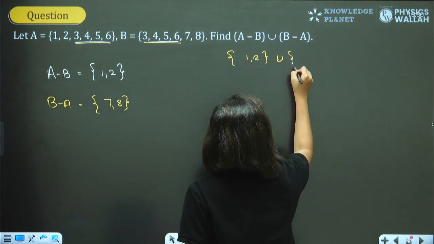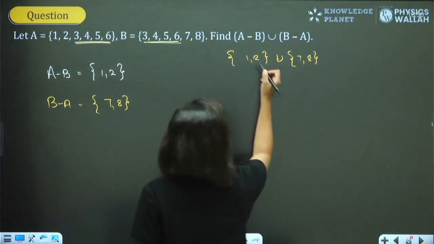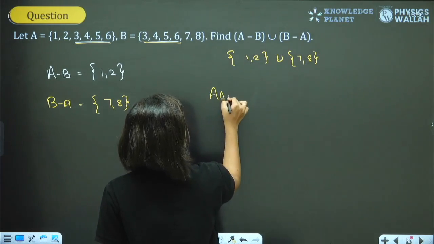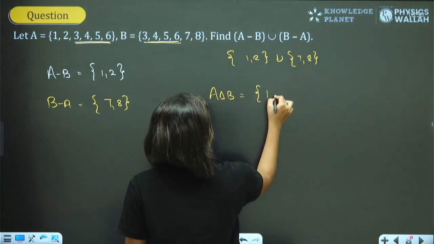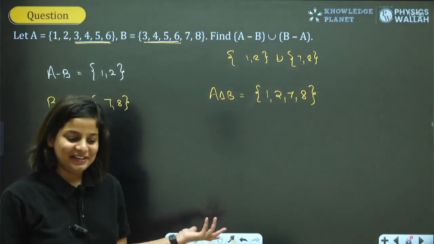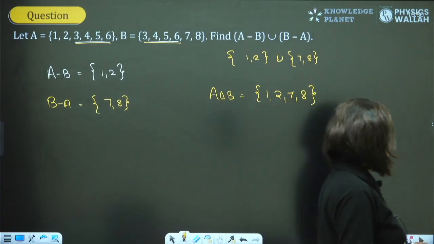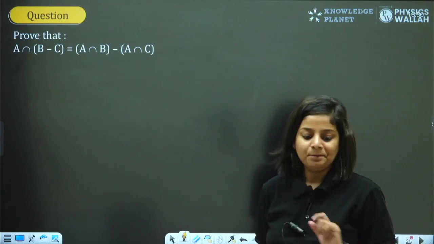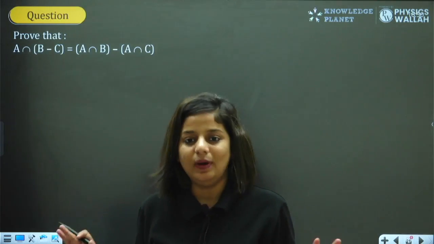The answer to this symmetric difference is 1, 2, 7 and 8. That's it. Done. Good. Few more questions, people, to say that yes, the chapter is well done.